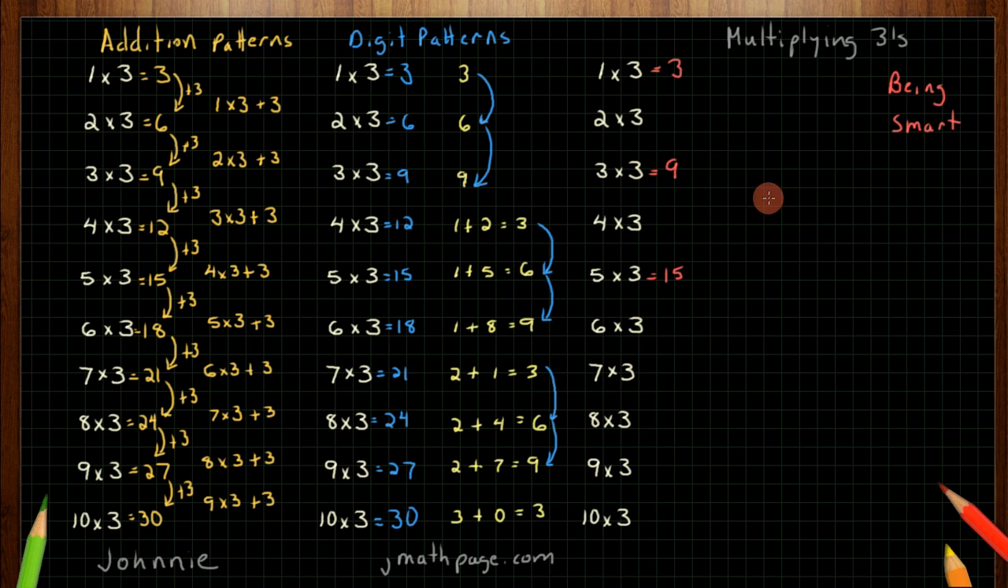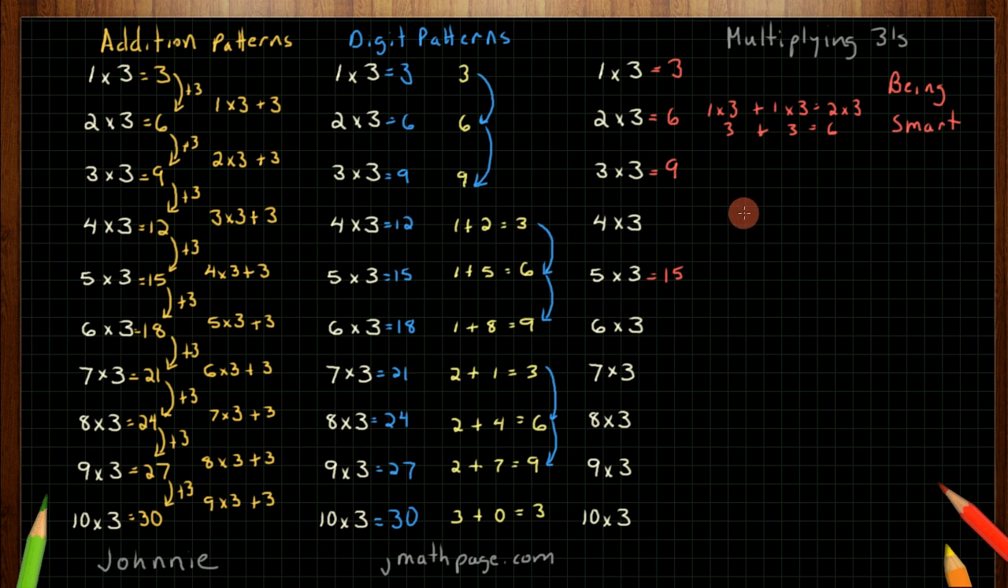Let's see how that works. Let's do the easy ones first. We know that 1 times 3 equals 3. We know that 2 times 3 is going to be double that. So we know that 2 times 3 has to be 1 times 3 plus 1 times 3. This one's going to be obvious. But 1 times 3 plus 1 times 3 equals 2 times 3, right? We know that 1 times 3 is 3, plus 1 times 3 is 3. 3 plus 3 equals 6. And so we know 2 times 3 equals 6. But that was probably an easy one.